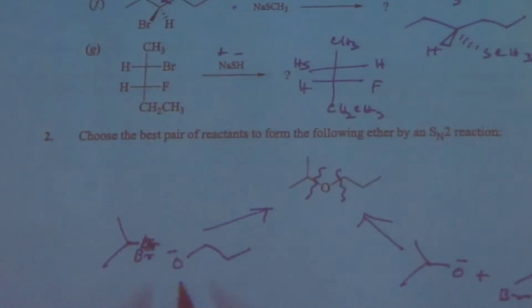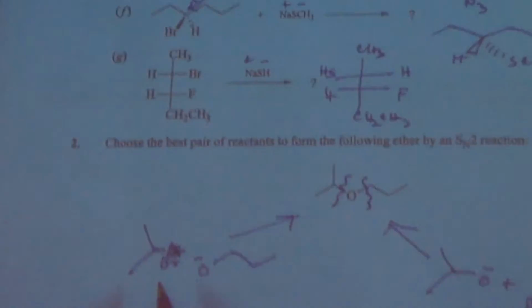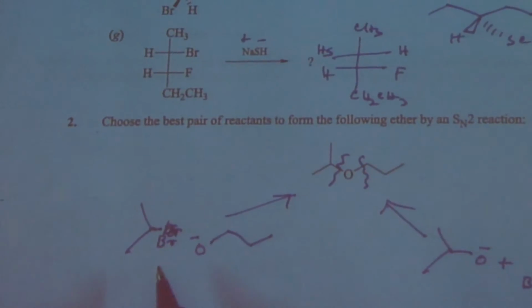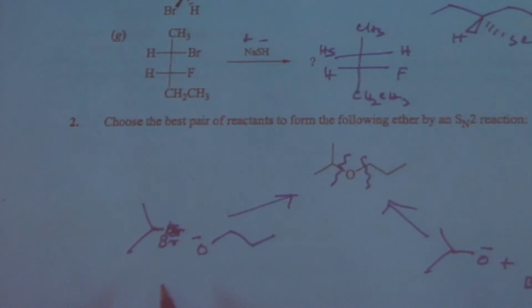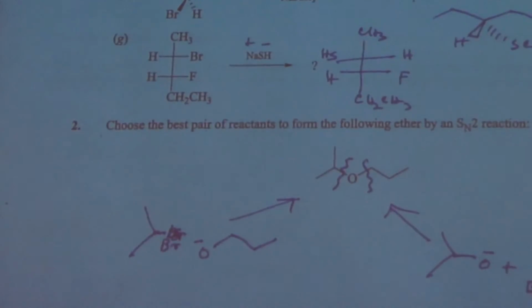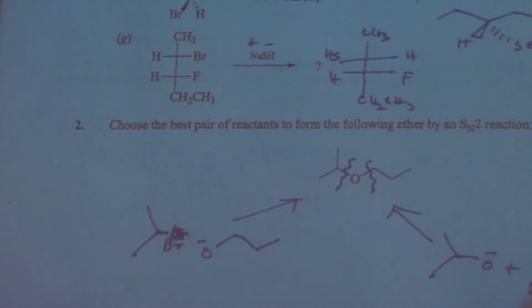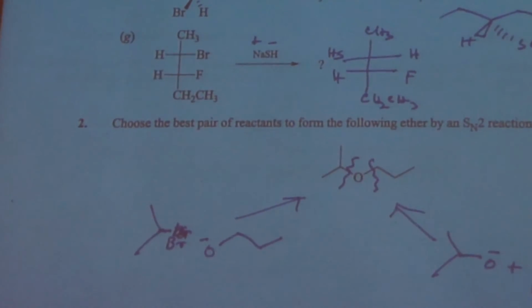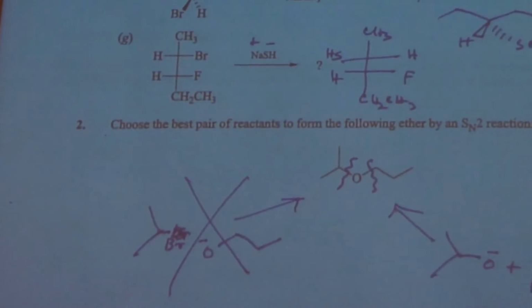In the first option, we see that the O minus is attacking the secondary carbon. Okay. Therefore, there is a problem. It is going to undergo mostly elimination. In the second option, this O minus is attacking a primary carbon, which is perfect. So we'll rule out the first one. This is the better way to make it.